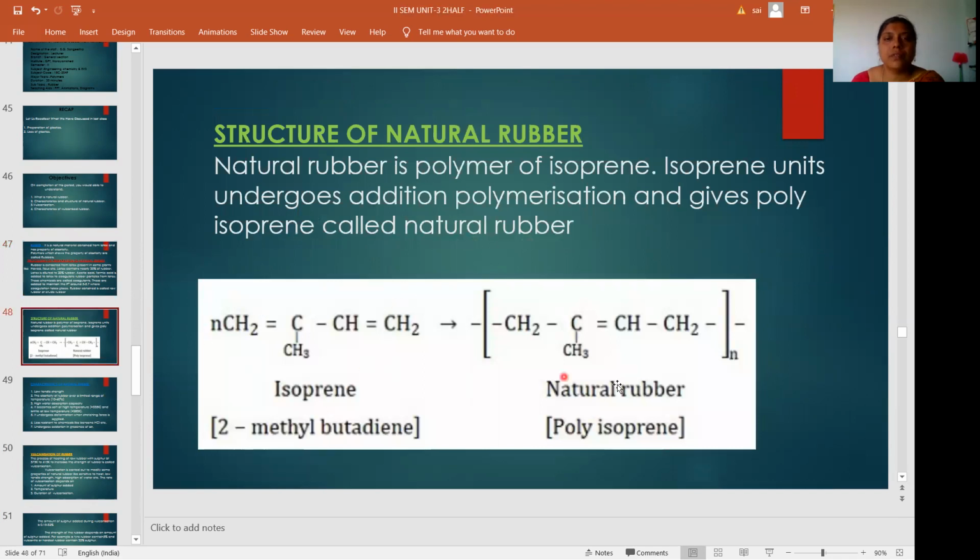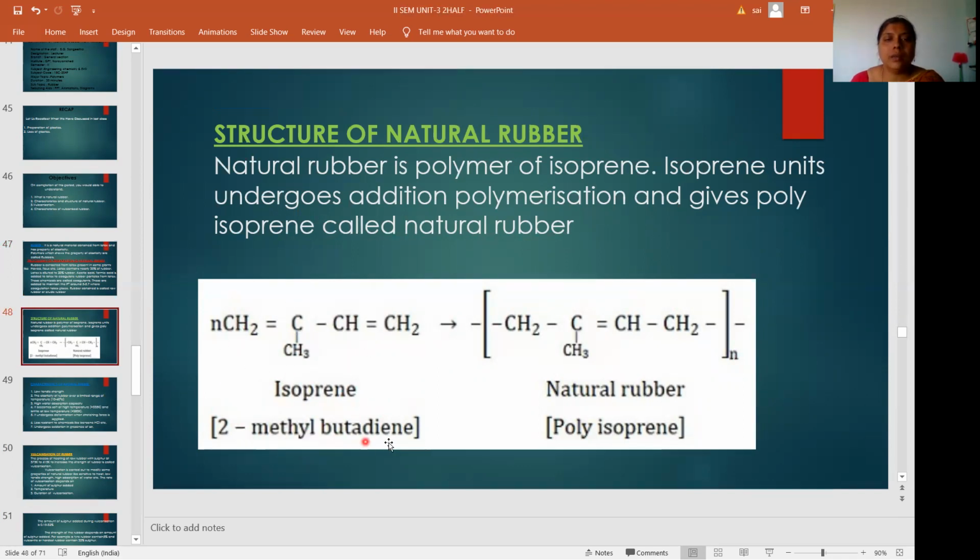So this is the structure of natural rubber. In the latex, we have rubber particles. Rubber particles are nothing but isoprene molecules. When you add chemicals, they undergo coagulation. That means all these isoprene molecules come together, that is, they undergo polymerization.